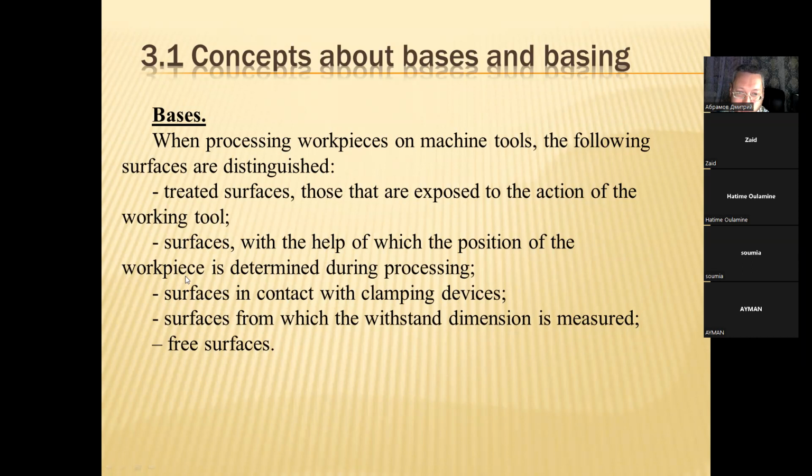Surfaces in contact with clamping devices. Surfaces from which the required dimension is measured. And free surfaces.